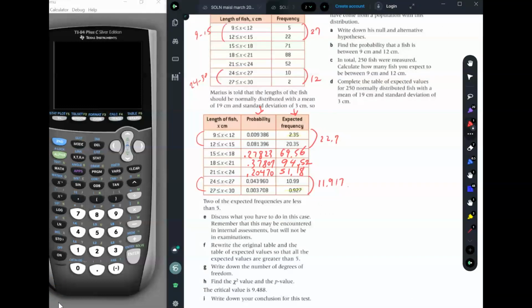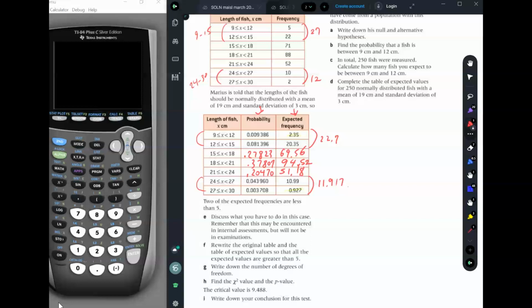So if I group these two and I group these two, the expected frequencies, instead of 20.35 and 2.35, I add those together, so I get 22.7. And then for 10.99 and 0.927, when I add those two together, I get 11.917. So now I have two categories, which are 9 through 15, instead of 9 to 12 and 12 to 15, and then I have 24 to 30, right? If I add the observed frequencies together, I get 5 plus 22 is 27, and 10 plus 2 is 12.